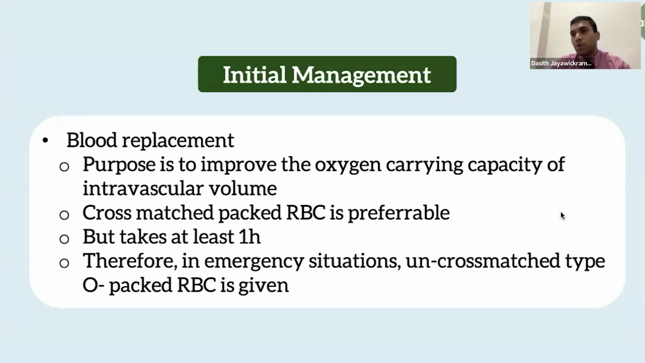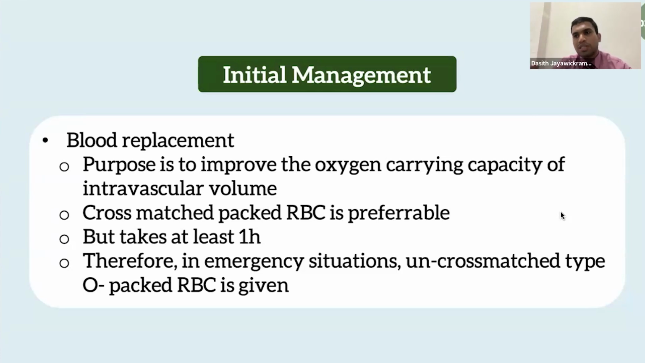packed red cells because we know blood group O is the universal donor. They can give to anybody. Group A, group AB, group B, they can give to anybody. And being rhesus negative also matters, for example in patients of childbearing age, then O negative is beneficial because it won't sensitize the patient to rhesus factors. So uncross-matched type O negative blood is preferable in an emergency situation. You got the point there?